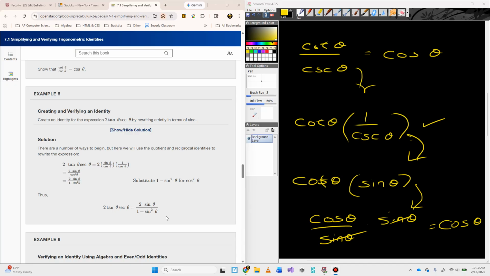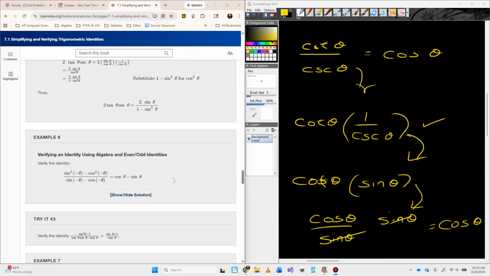So I can rewrite 2 times tan theta times secant theta strictly in terms of sine as equal to 2 times sine theta divided by 1 minus sine squared theta. And that's how you do that. Again, you just can't do this without at least showing the work that's necessary to get us forward.